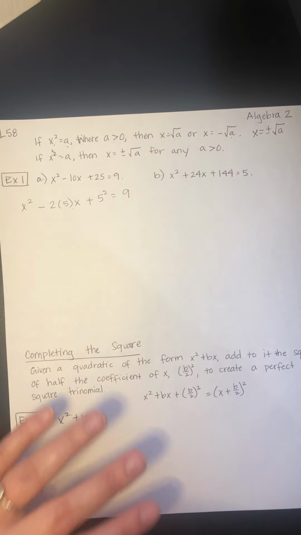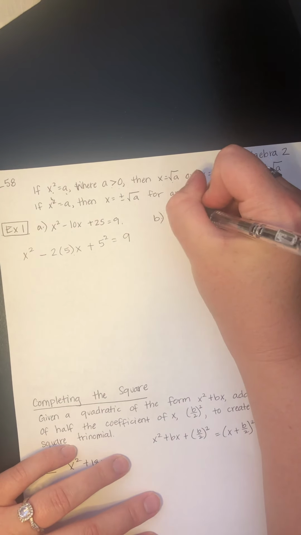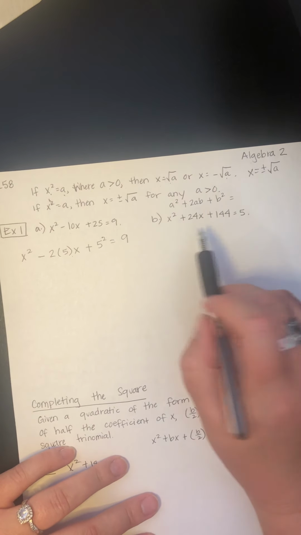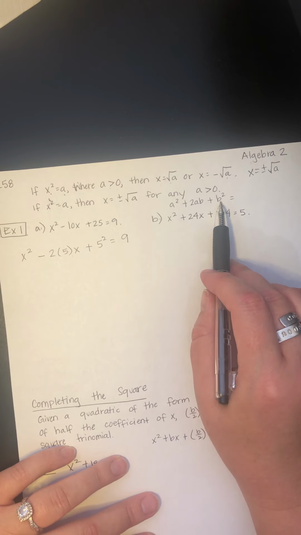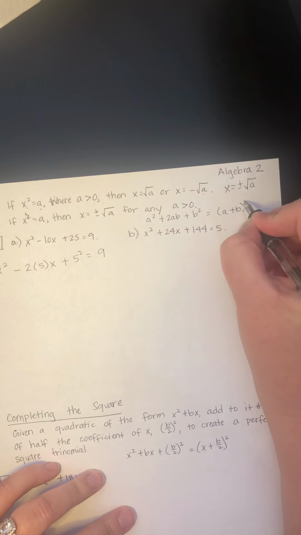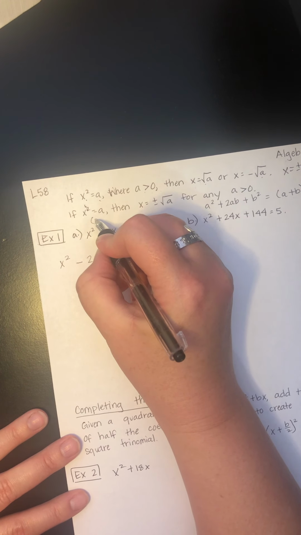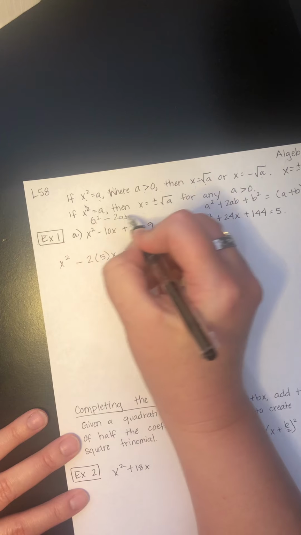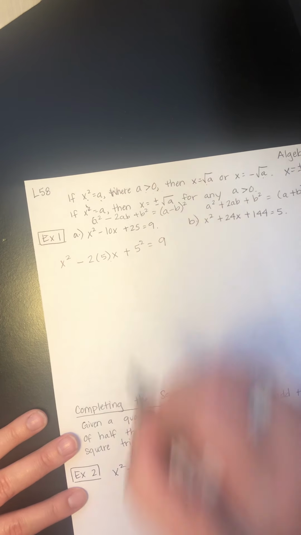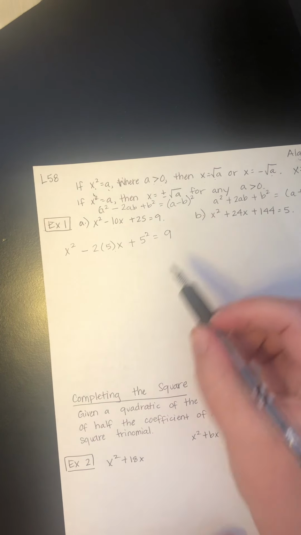I'm going to remind you about how to change a perfect square trinomial into a squared binomial. We have a squared plus 2ab plus b squared. This is a perfect square trinomial. If you were to factor it, you get a plus b squared. What if you have a minus sign in there? a squared minus 2ab plus b squared. If you were to factor this, you get a minus b squared. So keep that in mind, and I'm going to do an example with you.